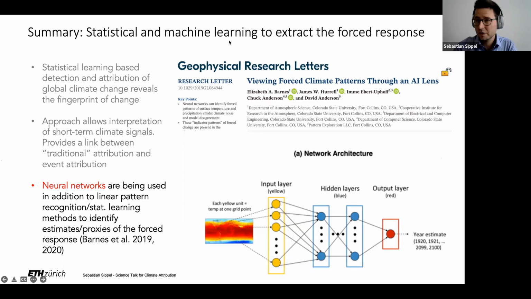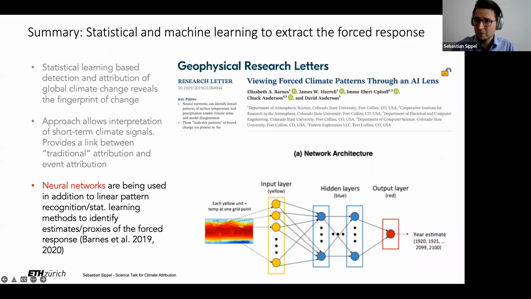But there is a very active group, the group led by Libby Barnes in Colorado, and she's doing relatively similar things where she's trying to basically predict metrics of the forced response out of the patterns of climate variables. So she has a paper called Viewing Forced Climate Patterns Through an AI Lens, which I think is a very nice illustration of how she's doing very similar work.